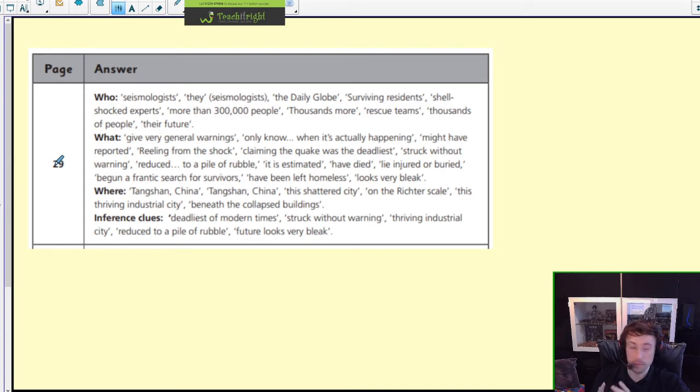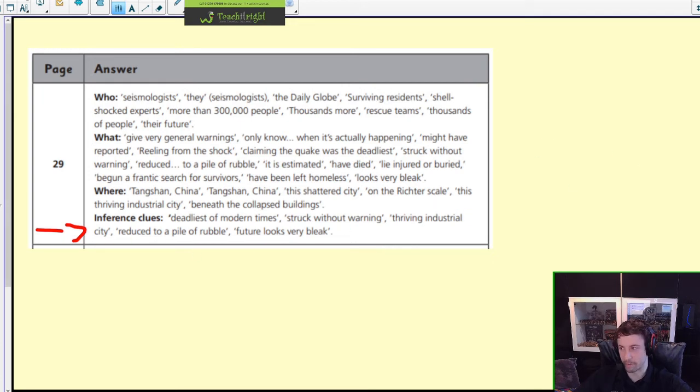And then some of the inference clues, these were the harder ones perhaps to look for: deadliest of modern times, struck without warning, thriving industrial city, reduced to a pile of rubble, and the future looks bleak. These are all statements that might give you more information to other questions. The fact that it struck without warning. Well, what struck without warning? If something's a thriving industrial city, what does that mean it was, and what does that mean it is now?